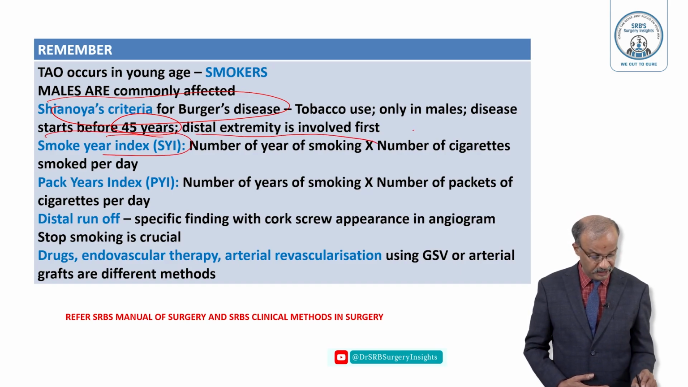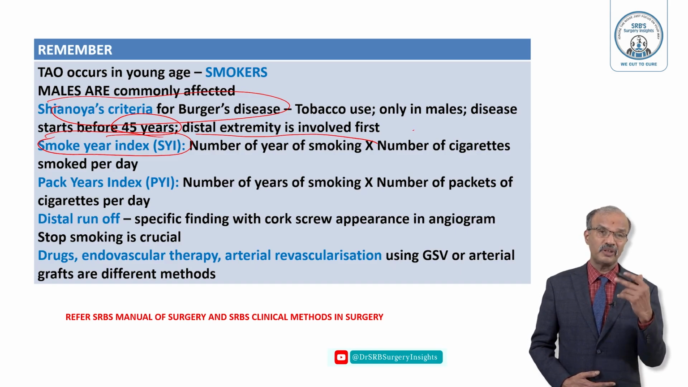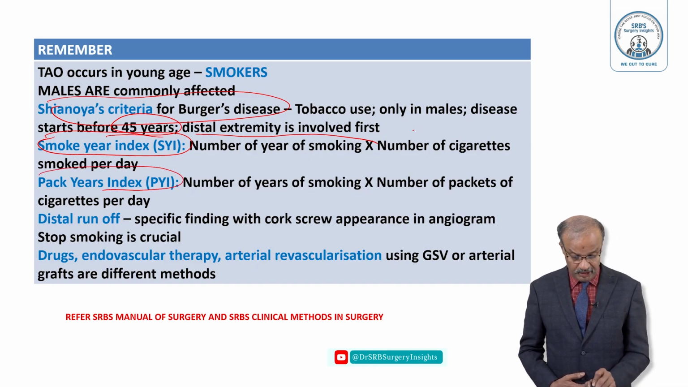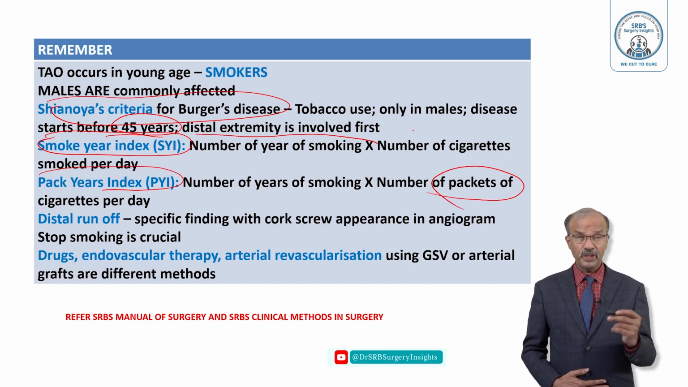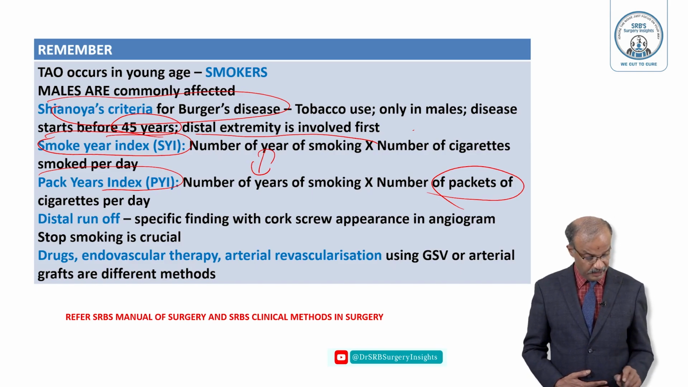Smoke year index. This will also be asked in the viva, MCQs, and when you present a long case also. Number of years of smoking multiplied by number of cigarettes smoked per day. Pack year index, number of years of smoking multiplied by number of packets. That's the difference. The number of years of smoking is the same. Where the number of cigarettes smoked is used, it is smoke year index. Number of packets smoked is pack year index.